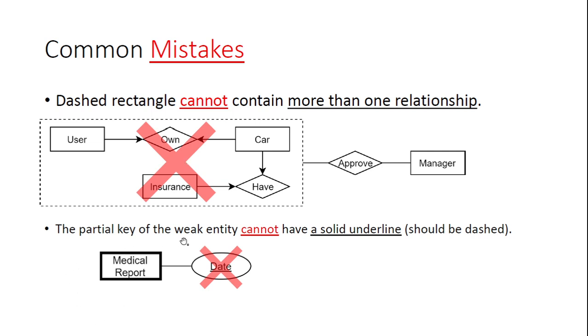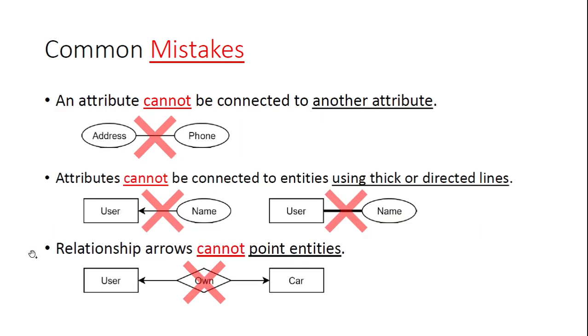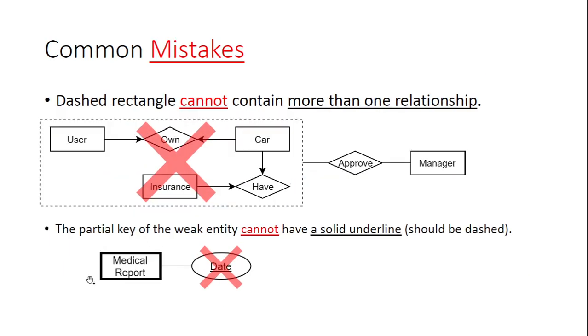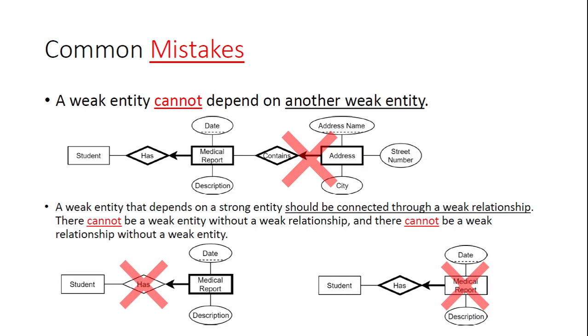Also, the partial key of the weak entity is not going to have a solid underline. The solid underline means that it can uniquely identify an entry by itself. In this case, for the weak entities, there is no primary key. There is only the partial key. It is used with the related strong entity's key, right? In the student case, I need to know the student's ID plus this partial key to find unique medical reports. So for weak entities, the partial key should have the dashed underline, not a solid underline.